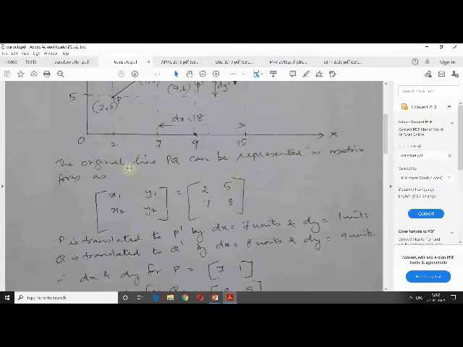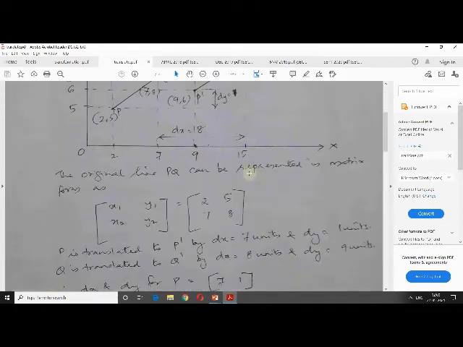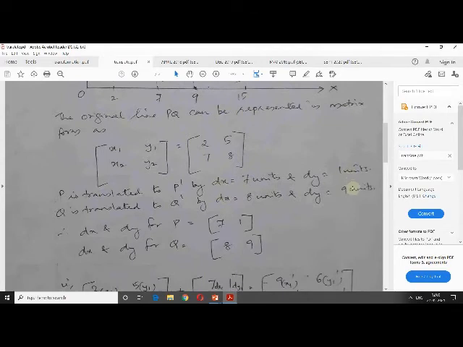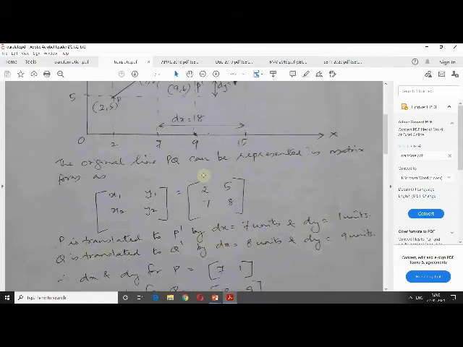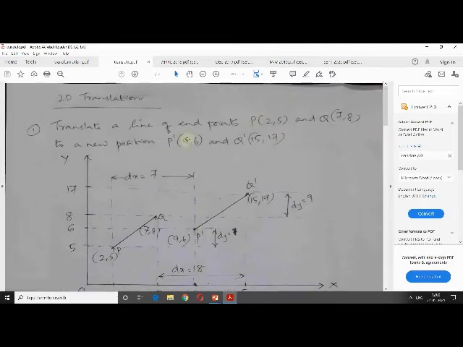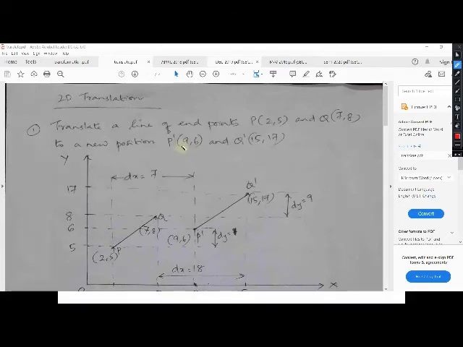So then the equations are here. Original line PQ is represented in matrix form as x1 y1 x2 y2 is equal to the coordinates 2 5 and 7 8. Dx and dy we found, dx is 7 units and dy is equal to 1 unit. Q is translated to Q dash. So for each point, for P dash the x1 value is 9. So P dash x1 dash is 9, P x1 is 2, y1 dash is 6, y1 is 5. So this is 9 minus 2, 7. So dx is equal to 7 and dy is equal to 1.